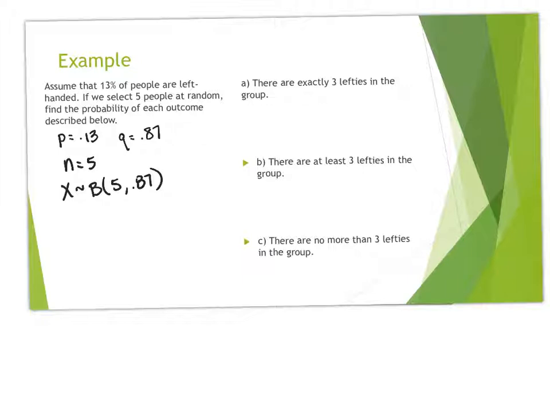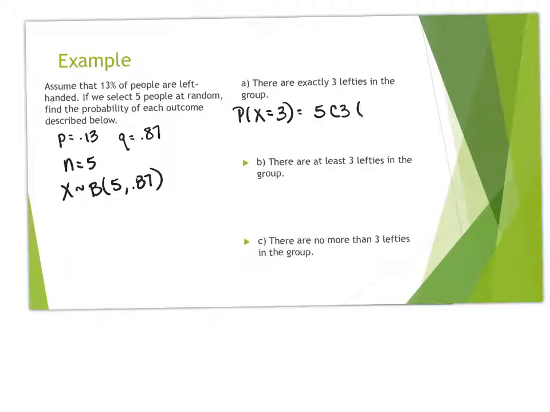So the first one says to calculate that there are exactly three lefties in the group. So what we're calculating now is the probability that X is equal to 3. Because remember, X is the number of successes you want. If we were to write this in terms of the formula, well, we have how many people? 5. We're going to choose how many? 5C3. So 5 choose 3.